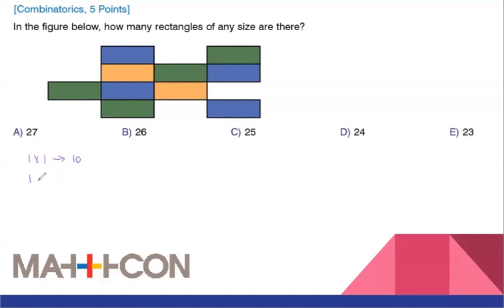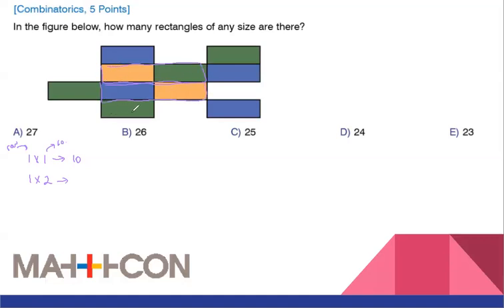Now I'll count one by two rectangles. Maybe I should have said before: the first number is rows, and the second is columns. So for one by twos, the number of rows will be one and the number of columns will be two. So this is one by two, and this is another one.